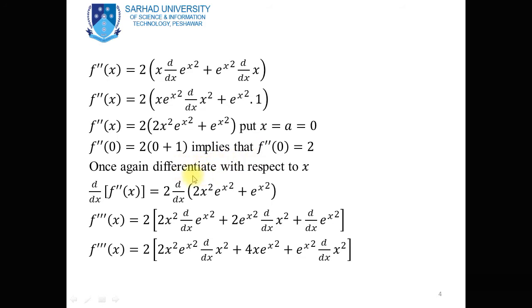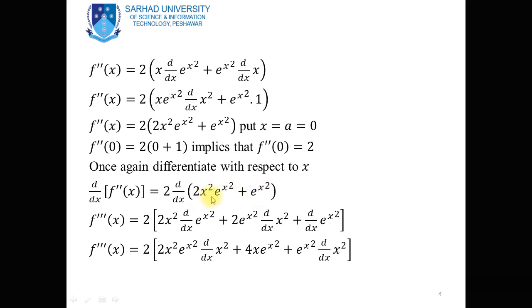So the second order derivative of the function at x equal to 0 is equal to 2. Now to find the third order derivative, we take again the derivative of this second order derivative with respect to x, since x is the independent variable. So the third order derivative is the derivative with respect to x of 2x square into e power x square plus e power x square.